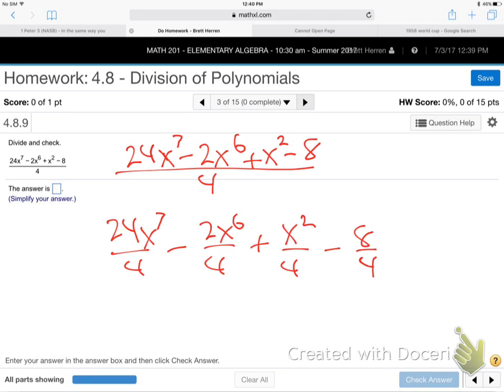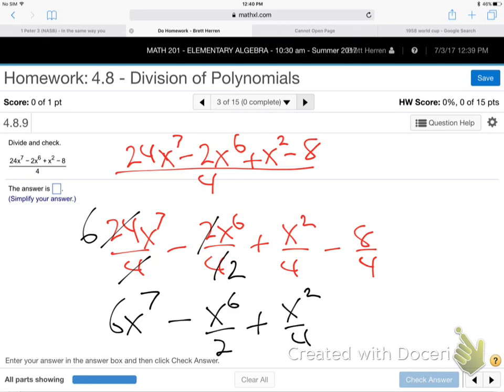And then you reduce. So 4 goes into 24 6 times. And what do you do with 2 over 4? Yeah, just reduce, huh? 2 goes into 4 2 times. Minus x to the 6 over 2 plus x squared over 4. And then the one at the back is just 2. 8 divided by 4 is just 2. And that's it. We don't go back to one big bar. We separate it. And now we just keep them separate and we're done.